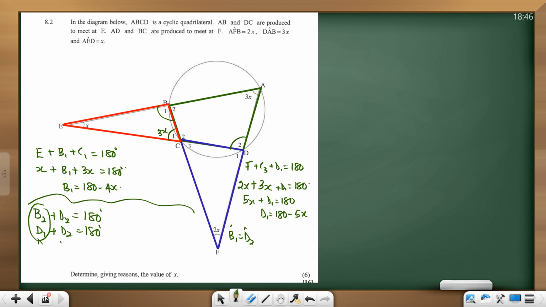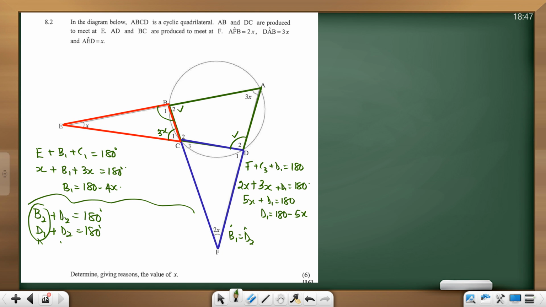Yes, I'm with you, Vic. Yes, and then I got B1 plus D1 is equal to 180. Angle B1 plus D1, because B2... wait, I want us to get your connection. Yes, sir. B2 plus D2 is 180. Yes, sir. Opposite angles of a cyclic quad. I agree with that. Yes, sir.